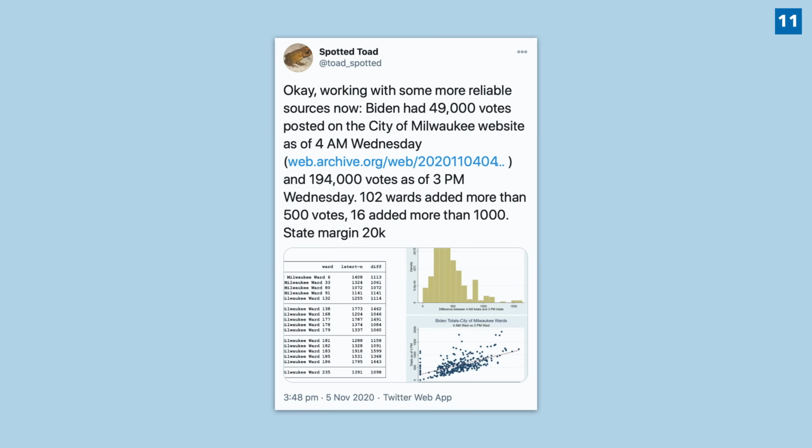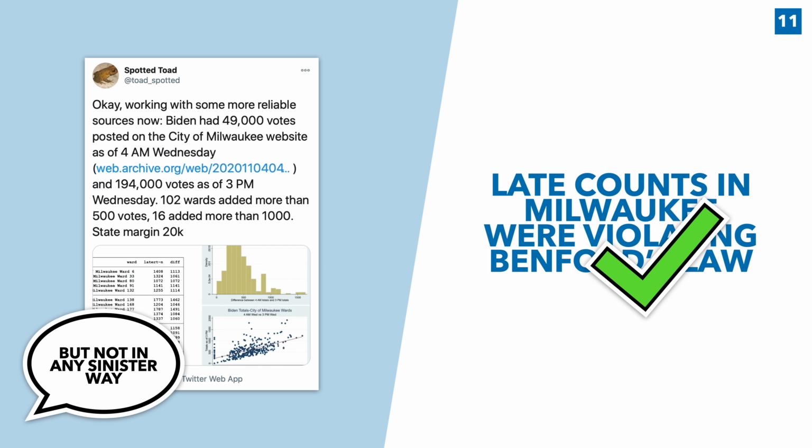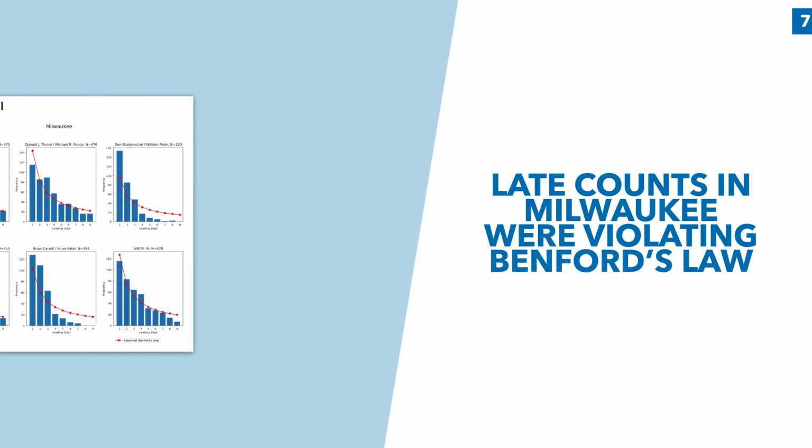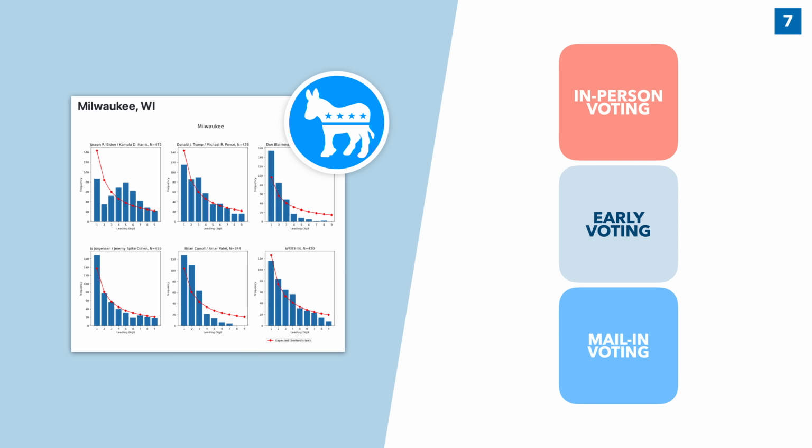But if you forget that and take all the accusations of this tweeter at face value, they're arguing that the late counts in Milwaukee were violating Benford's law. Well, of course they were, but not in any sinister way. As we've already found out about Milwaukee, it skews heavily towards Biden, and even more so in the later counts, where mail-in ballots are more prevalent.